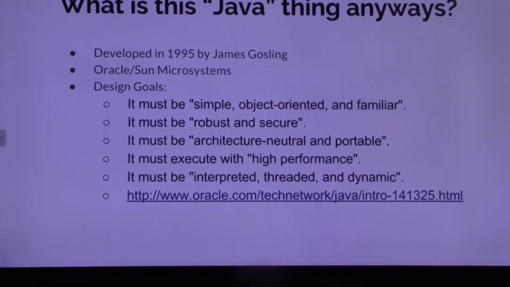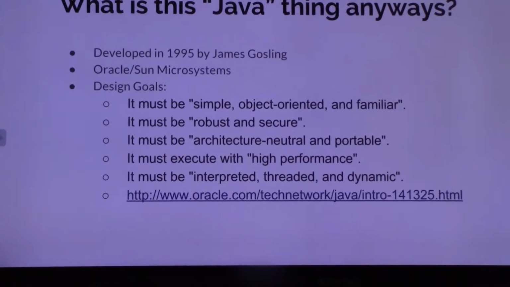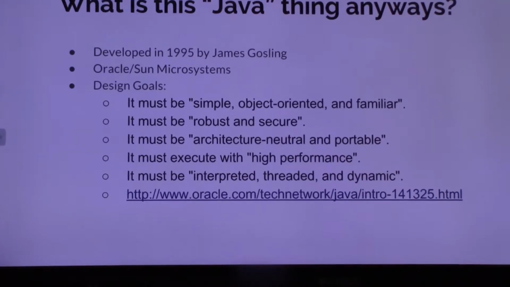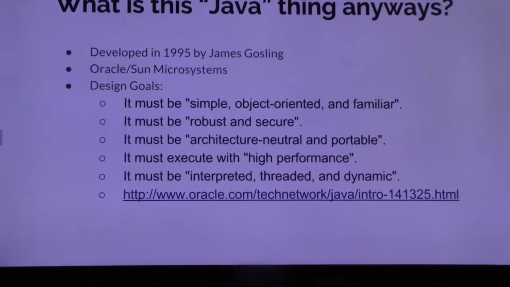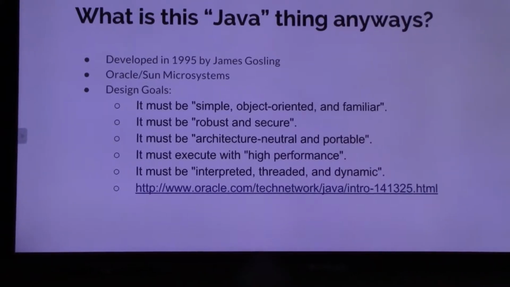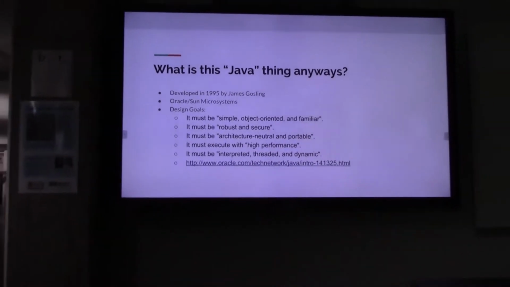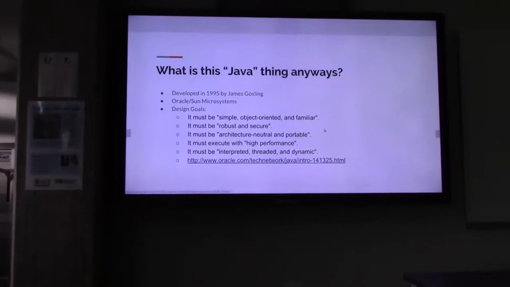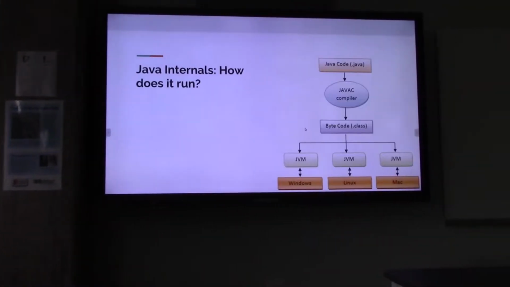It had to be architecture neutral and portable, which really all that means is that it can't be tied to running on just one computer. It had to be able to run on all different types of computers at once, using what's called the Java virtual machine. It had to execute in high performance, so it had to be pretty fast. And the last one probably won't make a lot of sense, but it has to do with some ease of use. And all these come from the actual Oracle webpage, if you're interested.